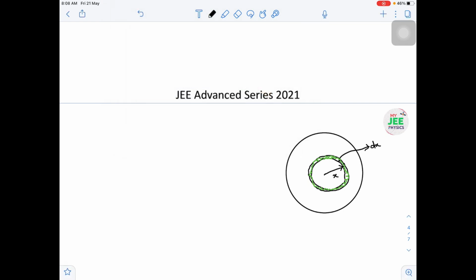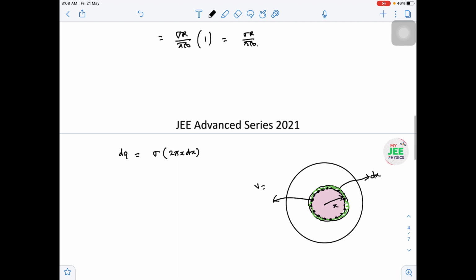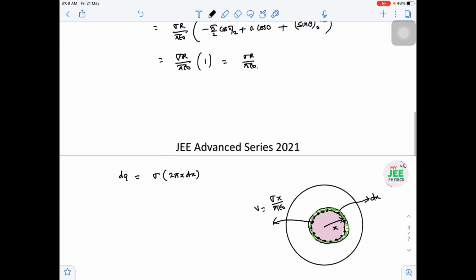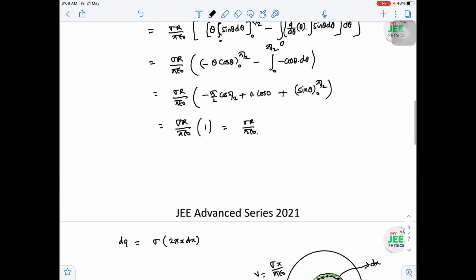So what is the charge on the small part? Charge on the small part is sigma into 2 pi x dx. This is the charge. Then what is the potential at any point on the edge of this elemental part? Can I say that all these parts are edges of a disk of radius x? Then what is the potential at any point? The potential at the point is, I use the previous formula, sigma into radius by pi epsilon naught. So hope you are understanding. Same formula I am using here now.